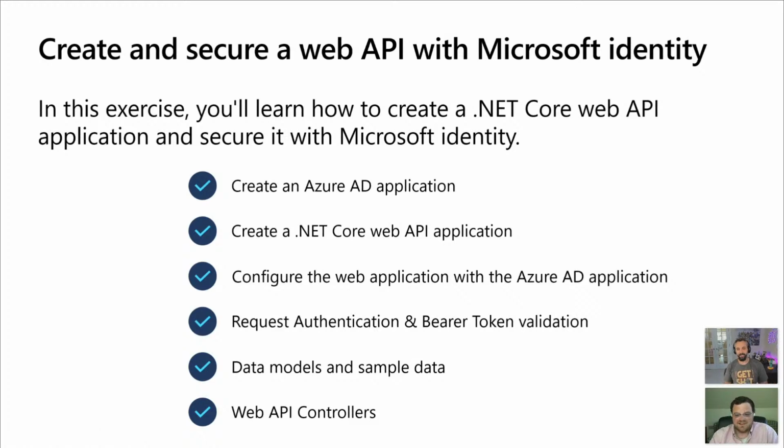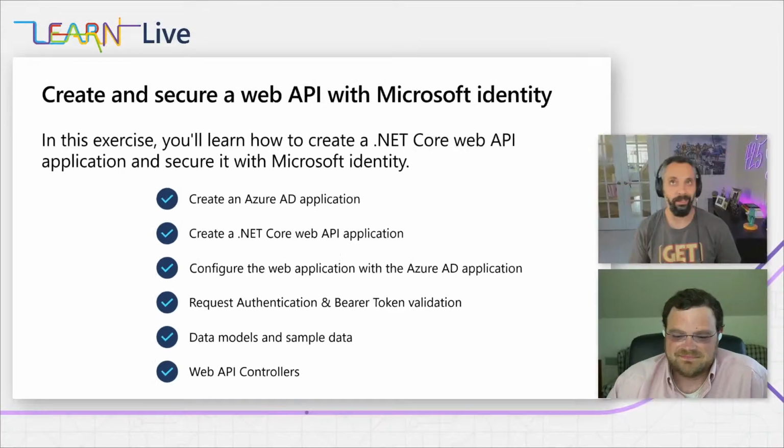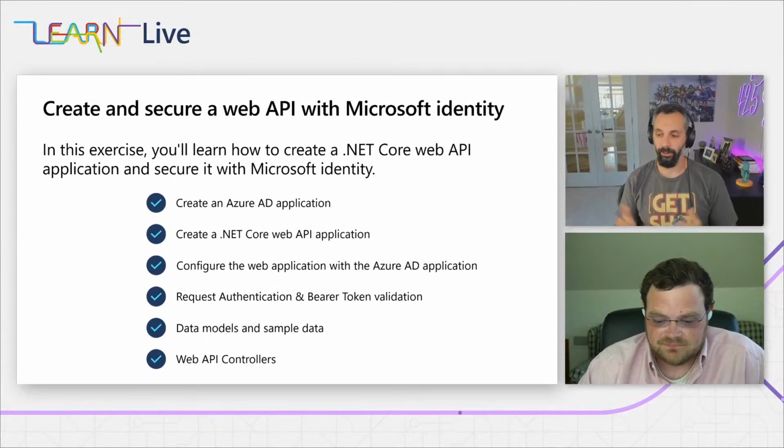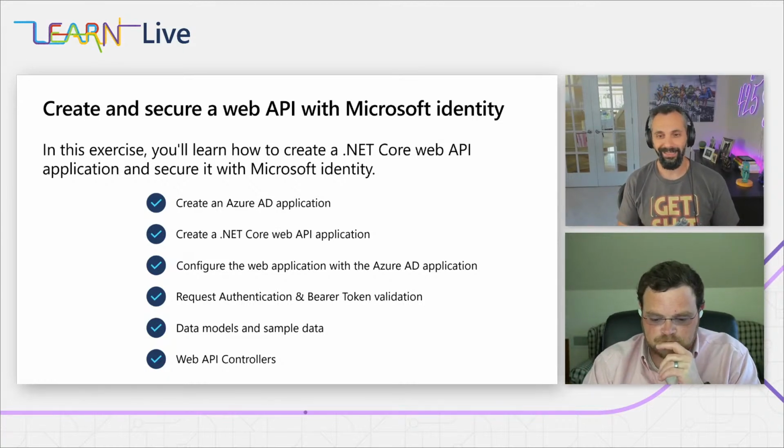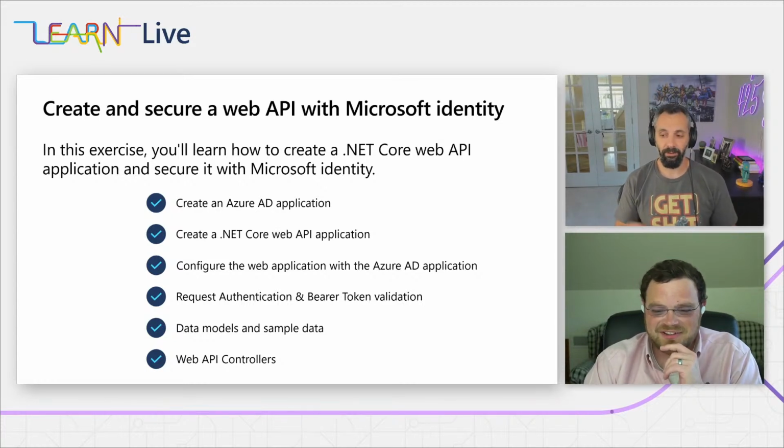Cool. So in this exercise, you learn how to create a .NET Core or a .NET 5 or a .NET 6 API, which is going to be exactly the same, and secure it with Microsoft Identity. It only takes one library, and as you saw, maybe 4 lines of code. I think the config was more than the code. Yeah, it usually is, right?